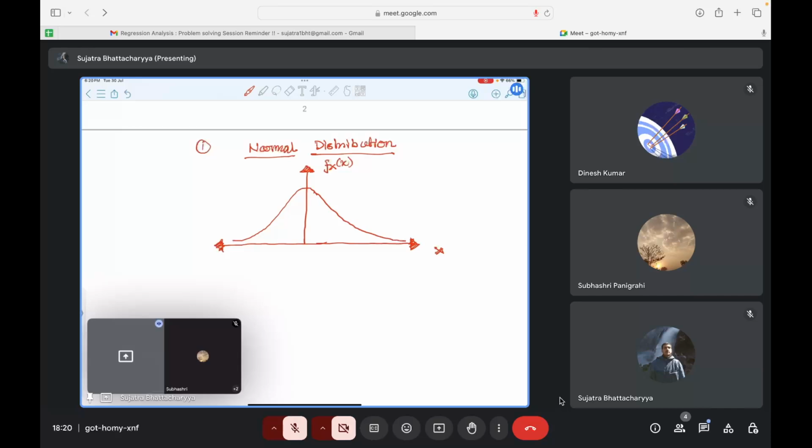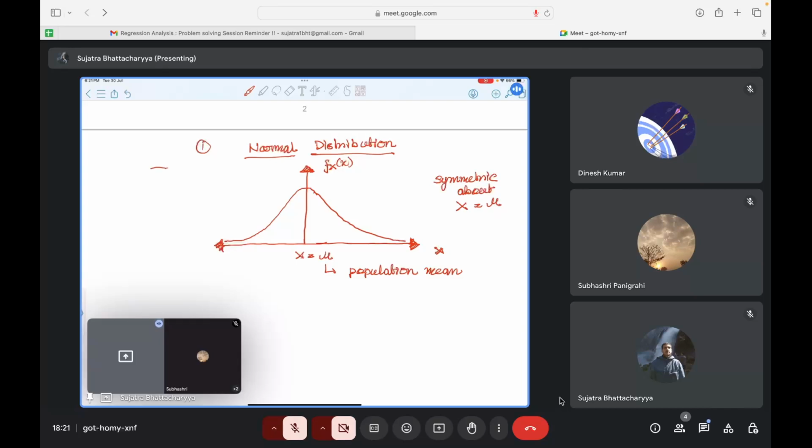In general, the distribution looks like this. And it is symmetric, remember, it is symmetric about x equal to mu. This mu is the population mean. It is symmetric about the random variable x equal to the mean, which is the population mean.